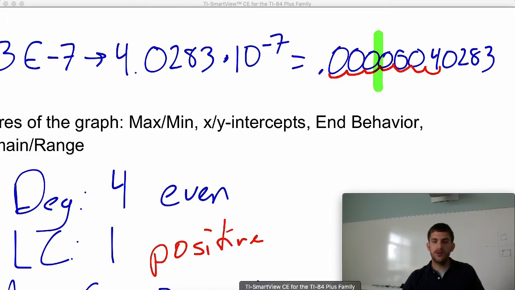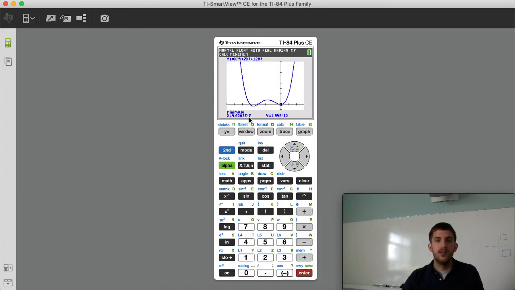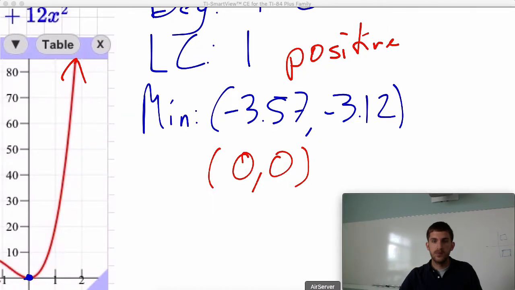So let me go back to the graph. You'll see the 4.0283 is to the negative 7. 1.94 e negative 12, that means it's even smaller. It's going to have even more zeros before it even gets to that 194. So we're going to confidently say that the calculator is trying to tell us, even though it's doing some rounding errors, that the minimum point at this point here is 0, 0.